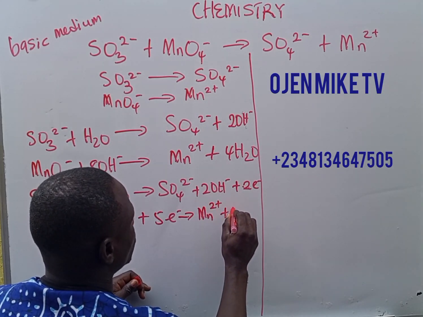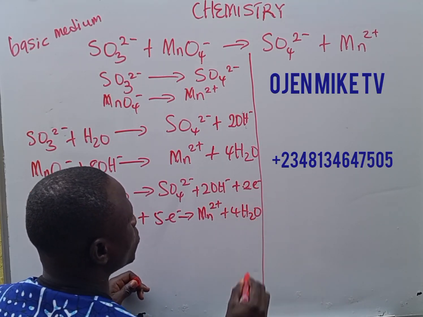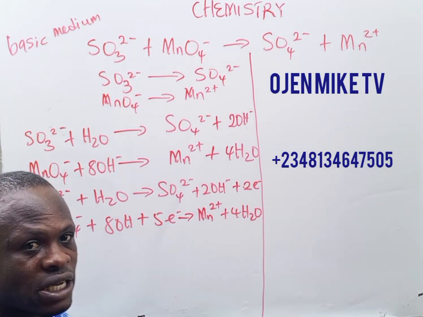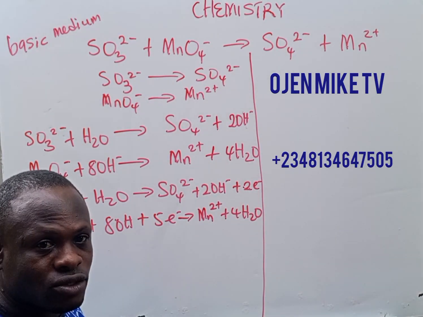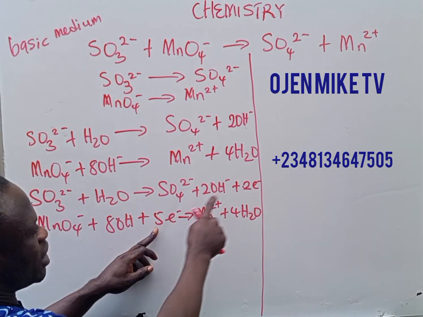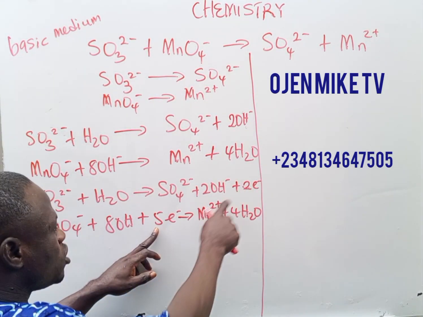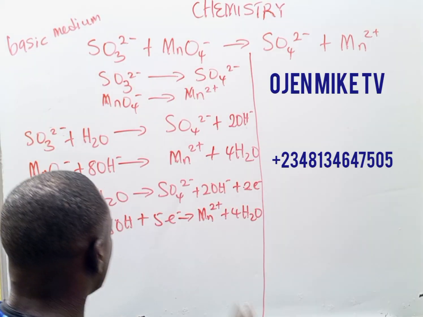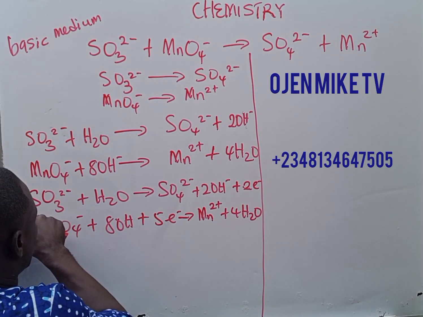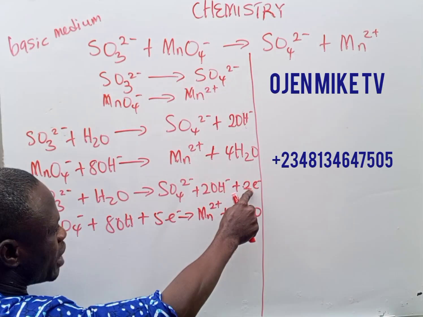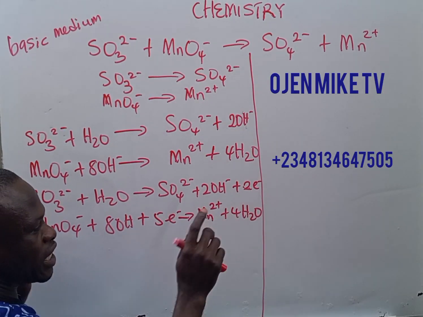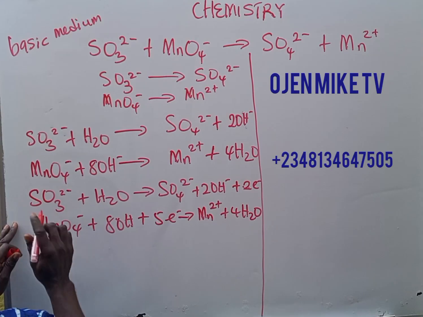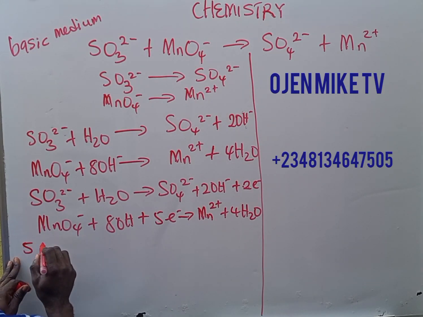Mn2 plus what? 4H2O. Are you following? Now our charges are what? Are balanced. The next step you are going to do is to balance our electron. Electron here is 5, electron here is what? 2. So you need to make the electron here and this side to be the same. Is that understood? So what you are going to do is multiply the whole of this side by 5, and multiply the whole of this down side by 2, so that electron can now be the same.